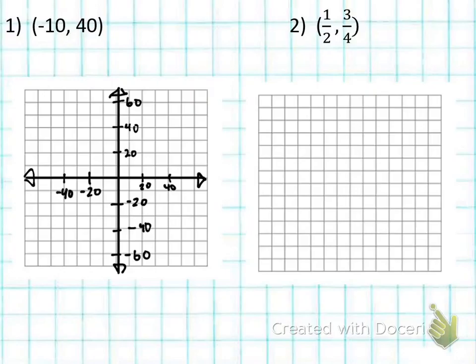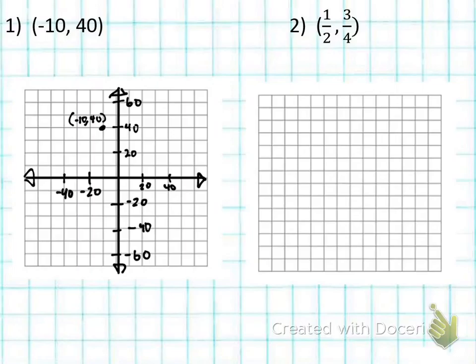This is the hardest, because students are like, oh, you have to make a decision on what scale you're going to use. Sometimes you go by 5, sometimes by 10s. It doesn't matter as long as you're consistent and it's accurate and precise. So negative 10, 40, we're going to go from the origin, which is 0, 0, we're going to go left 10, right? Because it's negative 10, and then up to 40. So we should have a point right there. And when we mark off the point, we're going to also describe what the point is. So this one's negative 10, 40.